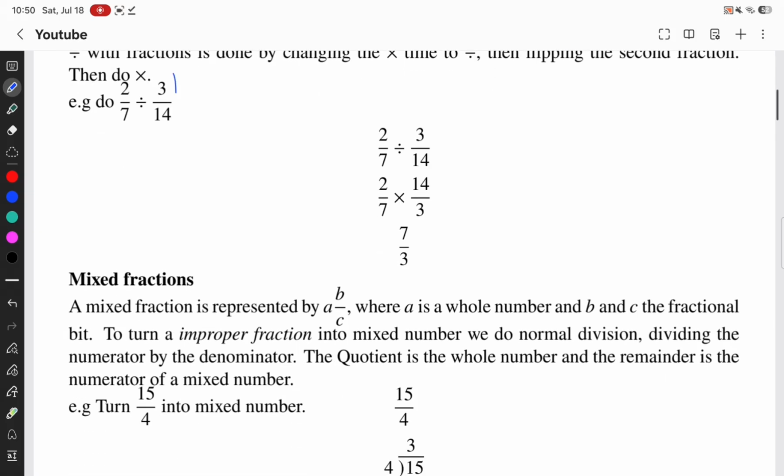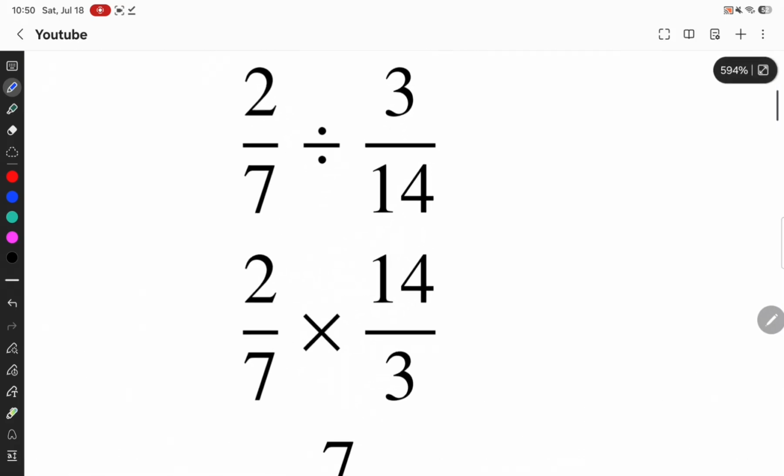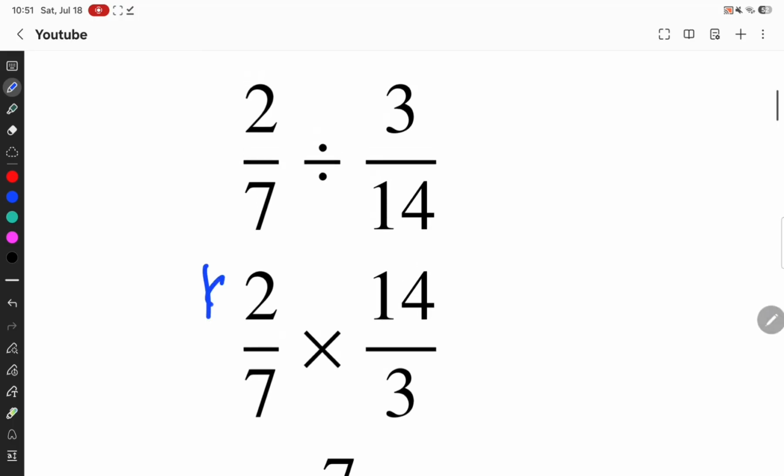Division with fractions is done by changing the divide into multiply and flipping the second fraction, and then multiplying. Example, when you are dividing two fractions, we use the keep, change, flip rule. Keep, change, flip, KFC. Yes. Keep, flip, change. No, it should be KCF. Yeah, KCF, sorry. Keep, change, flip.